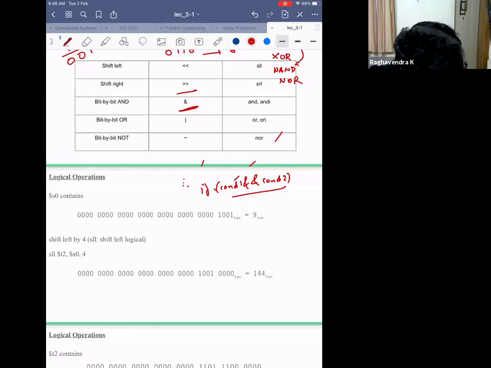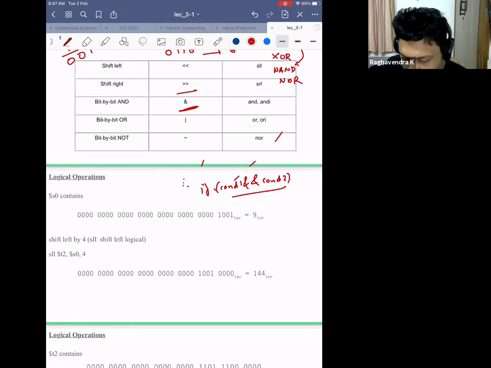If I give you this operation, shift left S0 comma 4, I am taking this S0 and shifting it by 4, which means that every bit is now increased. I'm increasing the power by 2 to the power 4. So you're multiplying by 2, another 2, another 2, and another 2. So I'm shifting the power of every bit by 16. Now you can see that it becomes 9 times 2 times 2 times 2 times 2, which becomes 144.